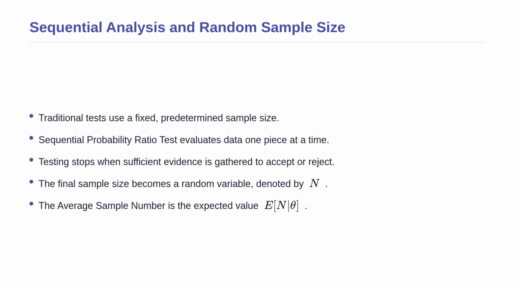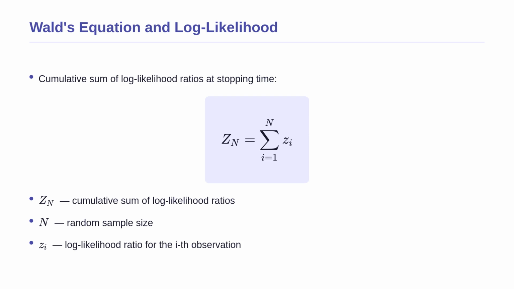To find a mathematical formula for the average sample number, we must rely on a fundamental theorem known as Wald's equation. In our sequential test, we calculate a value called the log likelihood ratio for every single observation. This ratio measures whether a piece of data supports our first hypothesis or our second hypothesis more strongly. We keep adding these individual ratios together until the total sum crosses a specific boundary, at which point we stop.